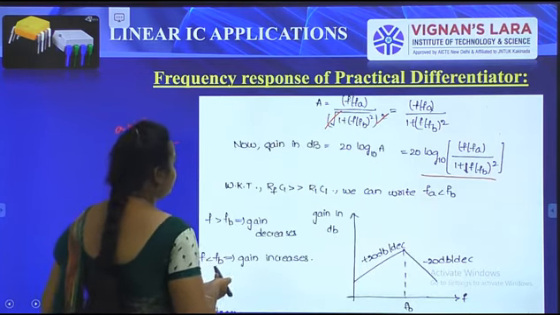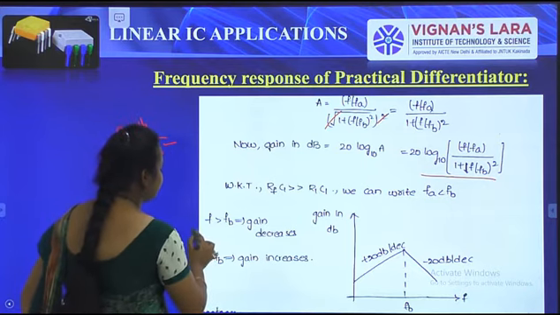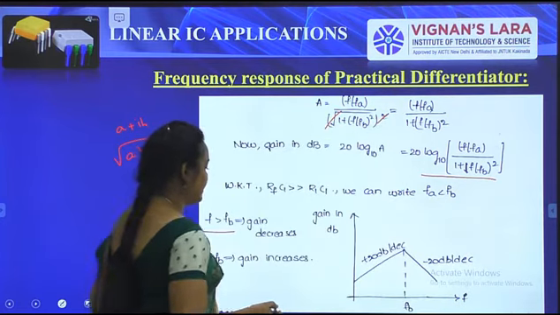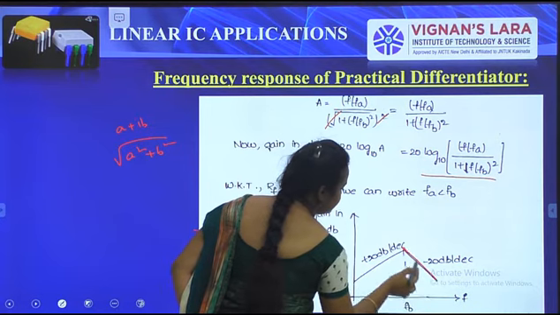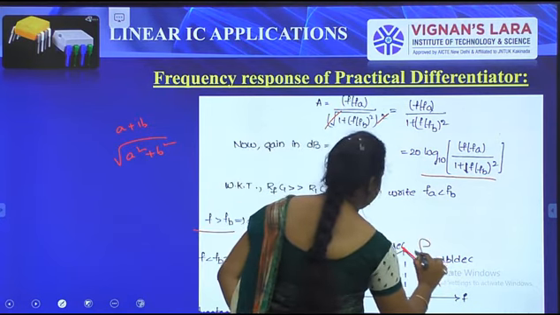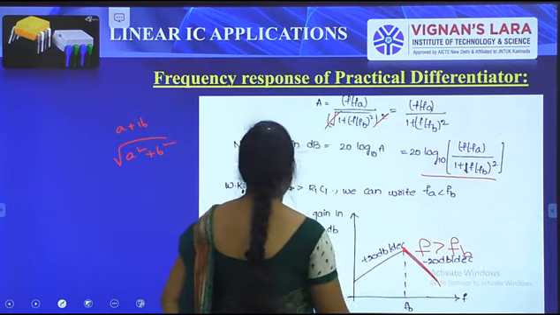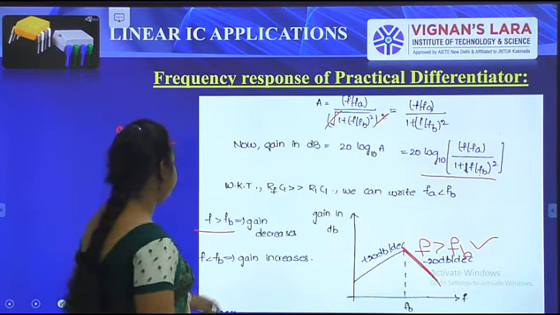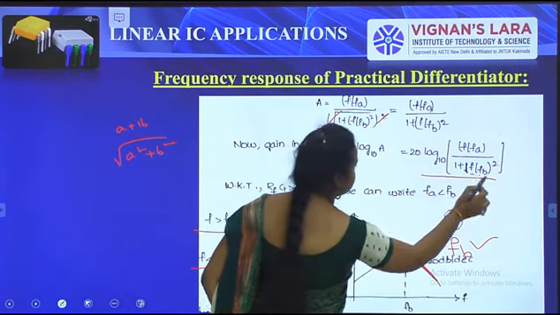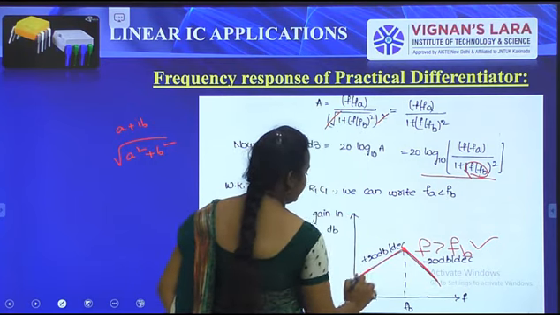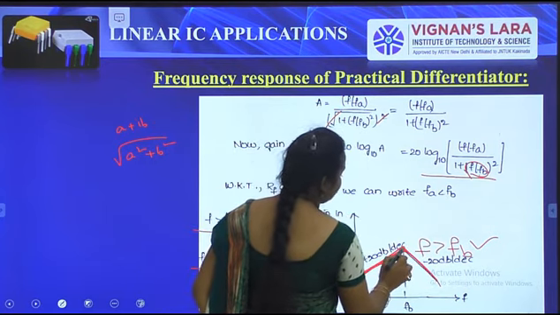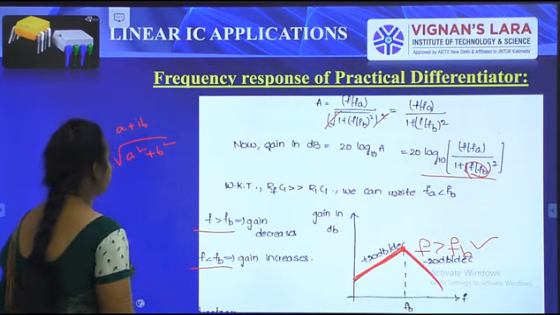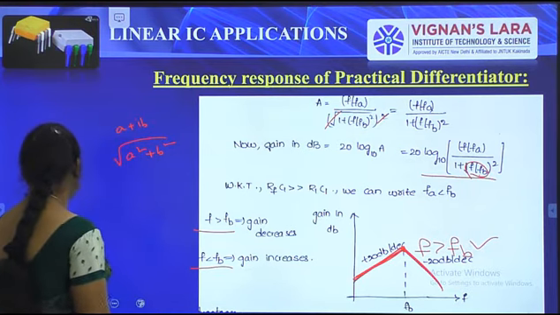So here when we apply this, when F is greater than FB, the gain will be decreases. That means the gain will be decreases when F is greater than FB. When F is less than FB, the gain will be increases at plus 20 dB per decade. When F is greater than FB, then the gain will be decreases. So this is about the frequency response of a practical differentiator.